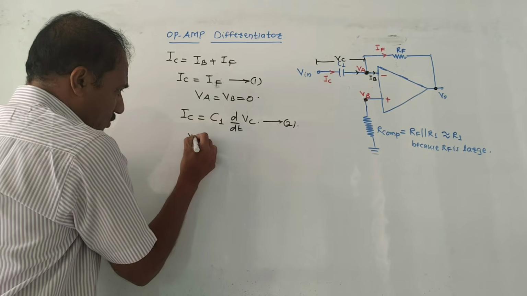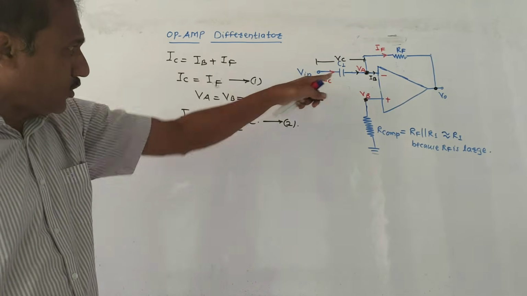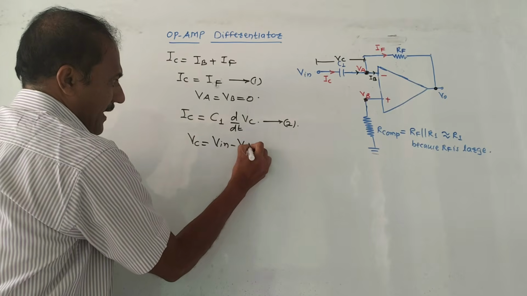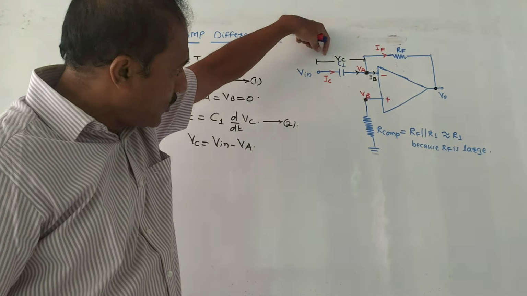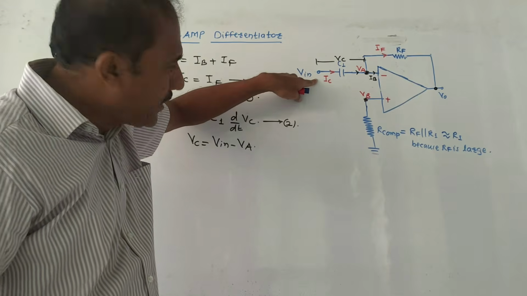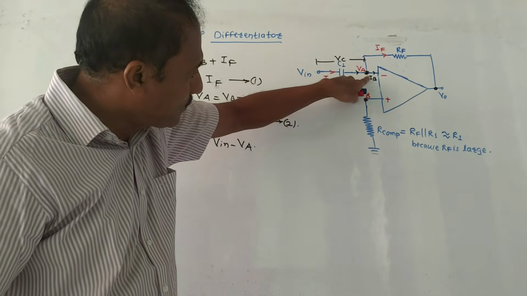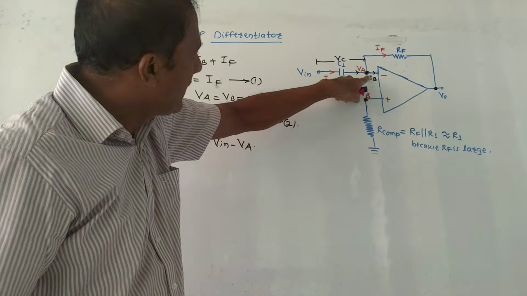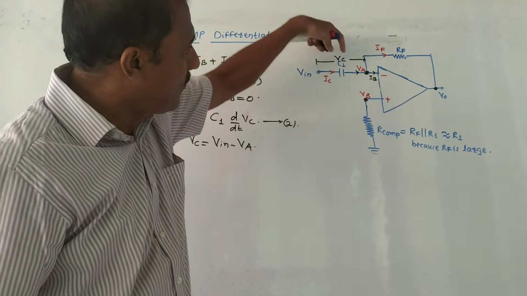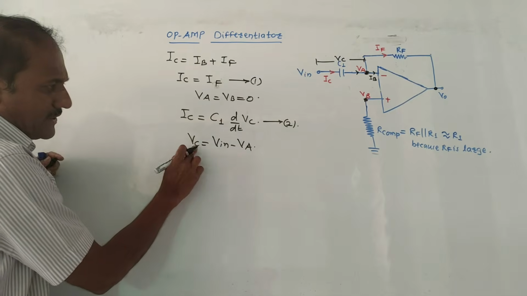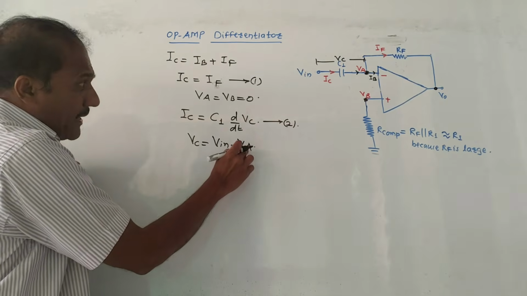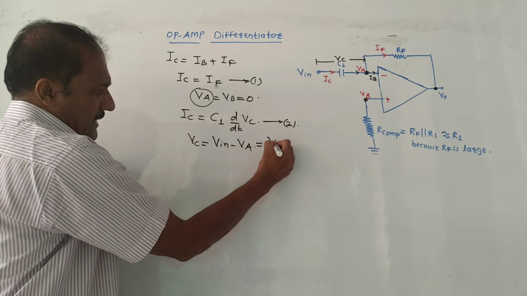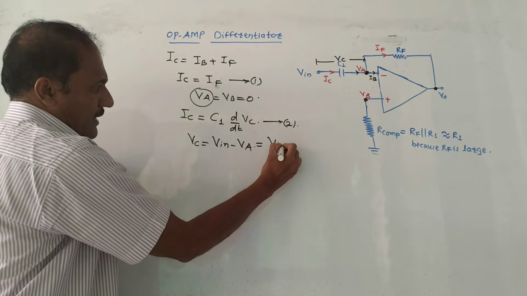We can write equation of VC, that is voltage across capacitor, as V in minus VA. Very simple logic. This voltage is VC. From this side we have input voltage. This point's voltage is V in. This point's voltage is VA. So V in minus VA will be VC. So I have written VC is V in minus VA. But we know that VA is equals to 0. So VC is same as V in.